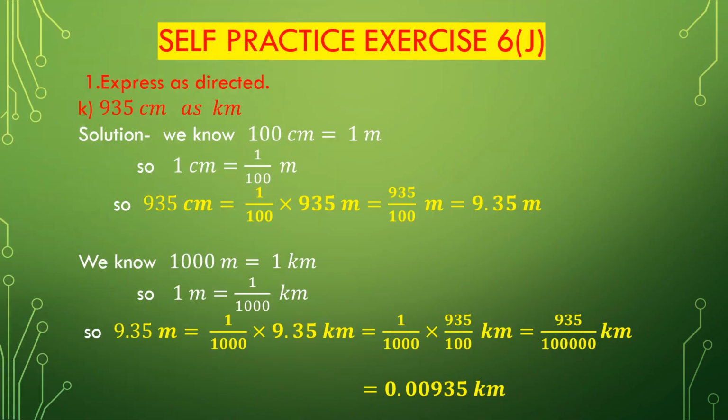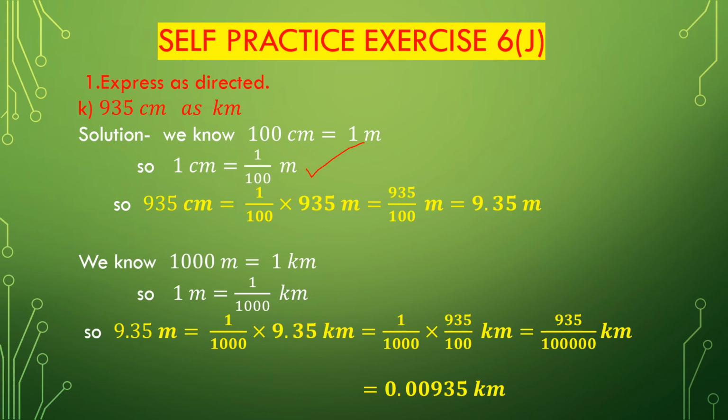Now we solve K bit. 935 centimeter is how many kilometer? We have to convert 935 centimeter to kilometer. First we convert centimeter to meter, then we convert meter to kilometer. We know 100 centimeter is 1 meter. So 1 centimeter will be 1 divided by 100 meter.